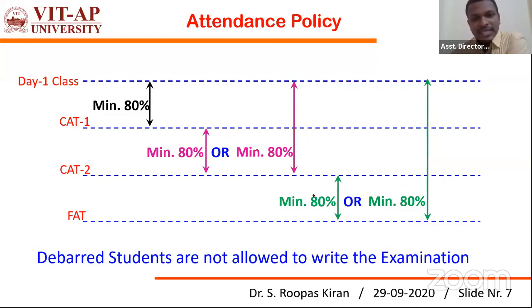The same thing is applicable for the FAT, the final assessment test. You must satisfy at least 80% minimum attendance for the FAT period, that is, after the completion of CAT 2 to just before the FAT examination, or from the start of class to just before FAT. If you don't have at least one of these two, you are debarred from writing the examination. You are not allowed to write the examination at any cost.